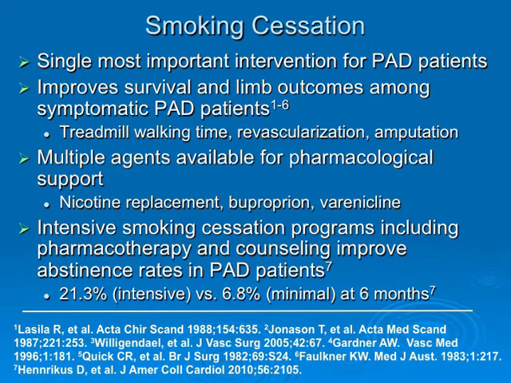Briefly, smoking cessation is really the single most important intervention for PAD patients. It improves survival as well as limb outcomes. There's multiple pharmacologic agents to help support smoking cessation. And importantly, studies have shown, this is work by Alan Hirsch's group at the University of Minnesota, that intensive smoking cessation, including pharmacotherapy, can actually improve quit rates compared to just telling patients to quit smoking.